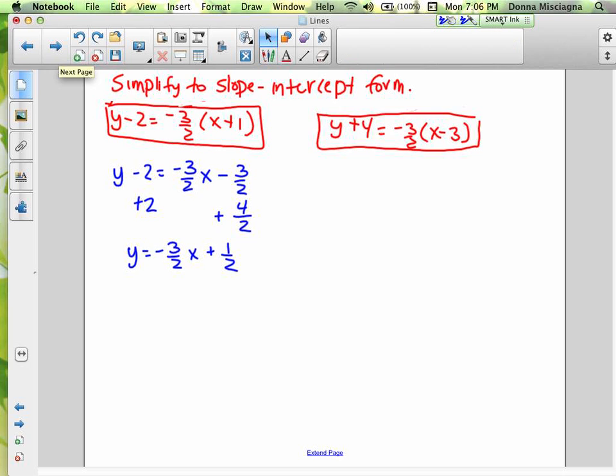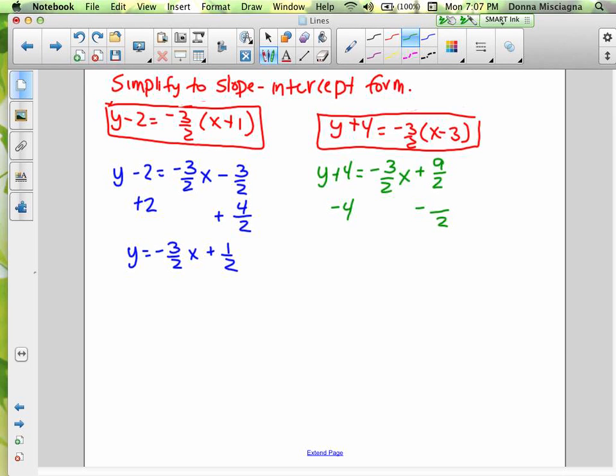Let's find the equation in slope-intercept form using the other equation in point-slope form. Again, we'll distribute the slope. So y plus 4 equals -3/2 times x would be -3/2 x. -3/2 times -3 would be a positive 9/2. Right? Again, we need to isolate y, so we're going to subtract 4 from both sides. But over here, we need a denominator of 2, so we can combine it with the 9/2. 4 is the same as 8/2. So that gives us y equals negative 3/2 x. 9/2 minus 8/2 is 1/2.